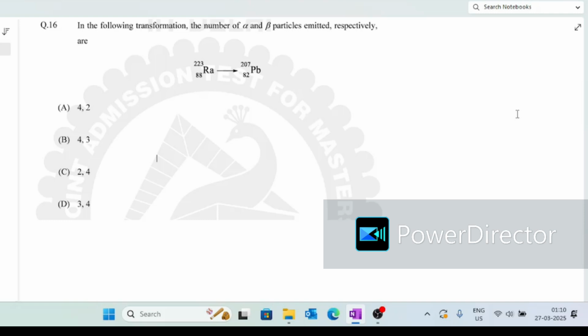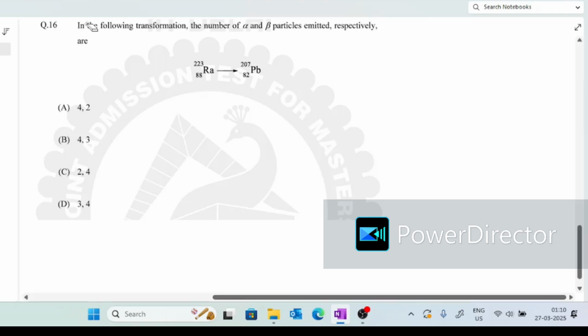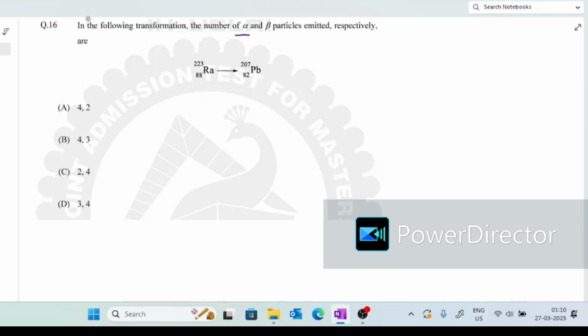So we can see in this question, they are asking us to find the number of alpha particles and the number of beta particles in the given decay. So it's decaying from radium to lead. The first thing we need to do is know what the alpha and beta particles are. An alpha particle is basically the nucleus of a helium atom.